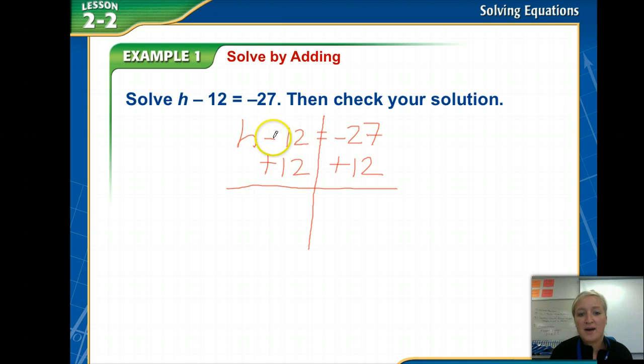On the left side now, a negative 12 and a positive 12 cancel out, and I'm going to bring my variable down. On the left side, I'm left with h, and a negative 27 plus 12 leaves me with a negative 15.